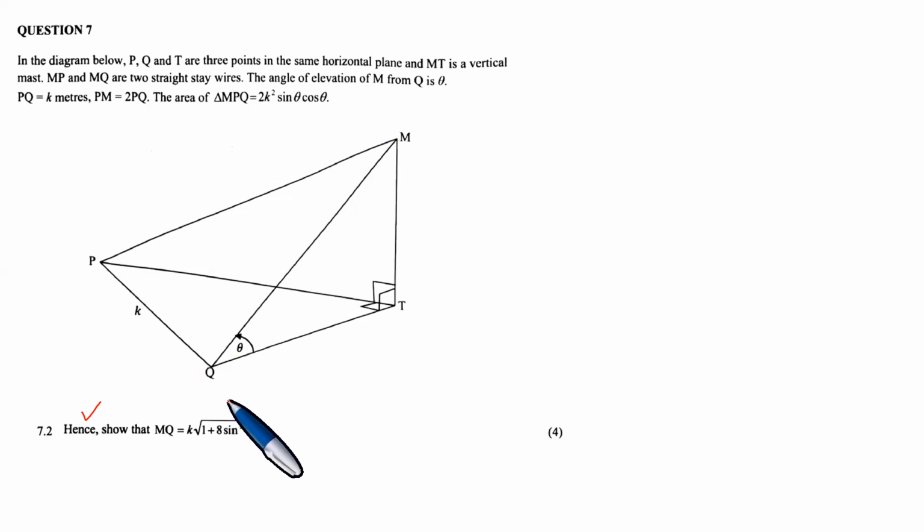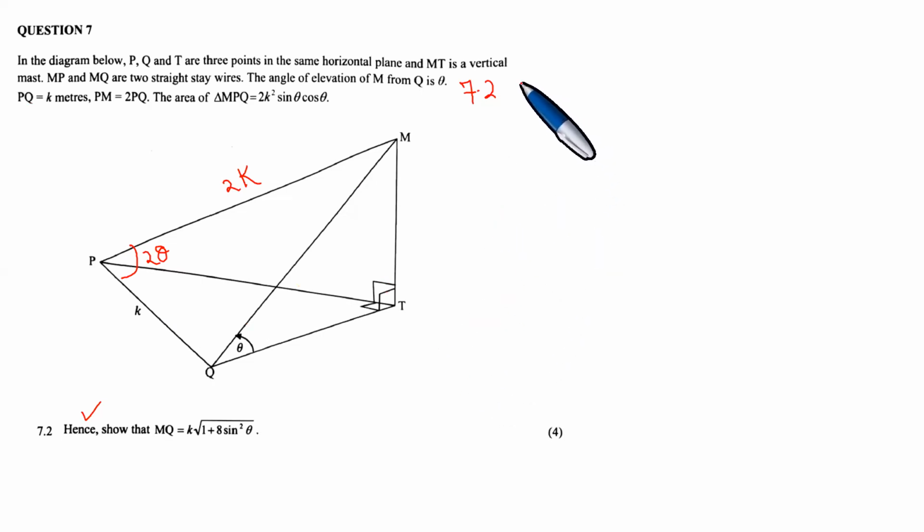So if the examiner is interested in MQ, how do we even find MQ? The giveaway is there's a square root. Because there's a square root, it means we need to use the cosine rule. Moreover, we remember that this side here is 2k and this one is k, and we just need to find MQ. We already know that this angle here is 2 theta, so we are very prepared to do this question with ease.